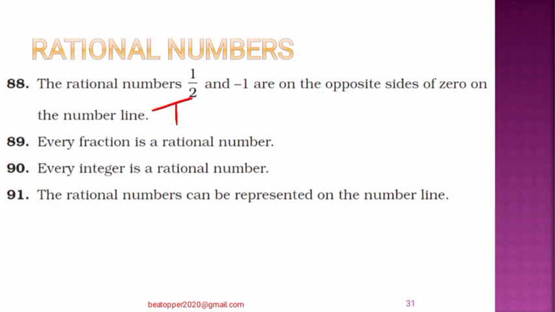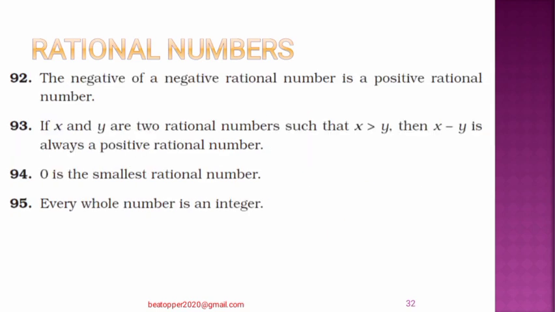Every fraction is a rational number. True. Every integer is a rational number. True. Because every integer I can write as a rational number by putting denominator as 1. The rational numbers can be represented on the number line. Yes, it is true. The negative of a negative rational number is a positive rational number. True, it is already discussed.